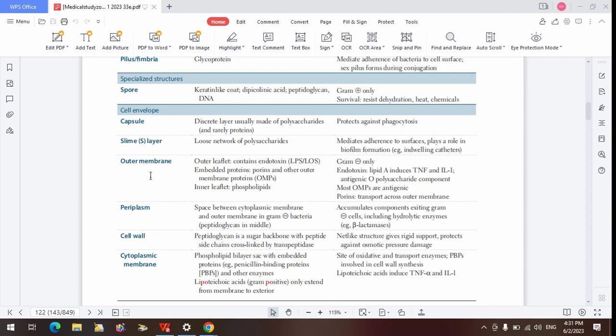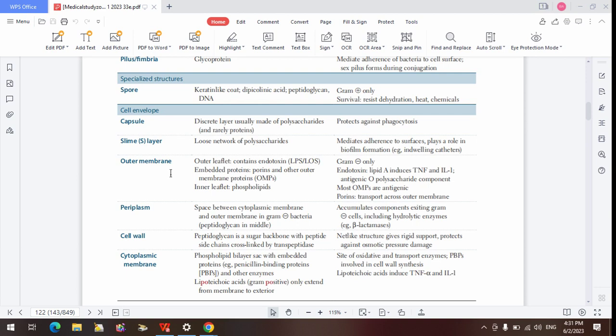The most important of all these leaflets that you need to know is the outer leaflet that contains endotoxin. The capsule and the slime layer can be present in both gram-positive and gram-negative, but the outer membrane is only present in the gram-negative. The spore is only present in gram-positive.